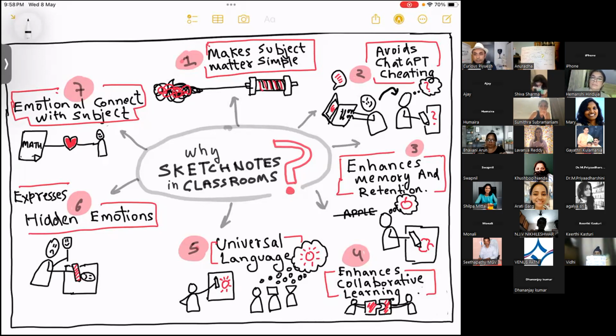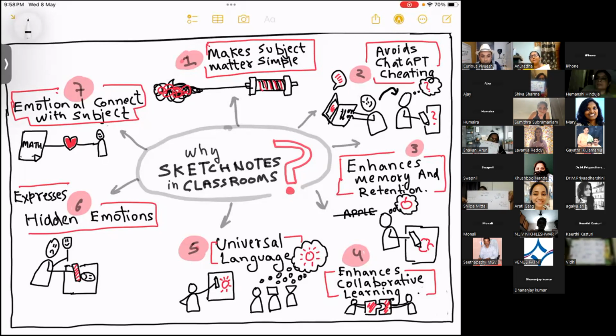Show me your drawings, folks, all of you. Okay, I see one drawing. Anuradha has already drawn. Himanshi has already drawn. Vidhi has drawn as well. And I think other people will be sharing in their WhatsApp group as well.